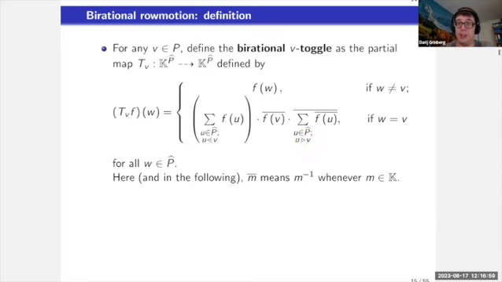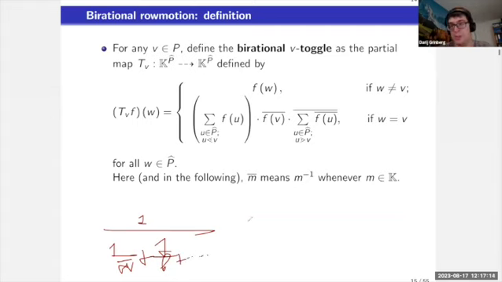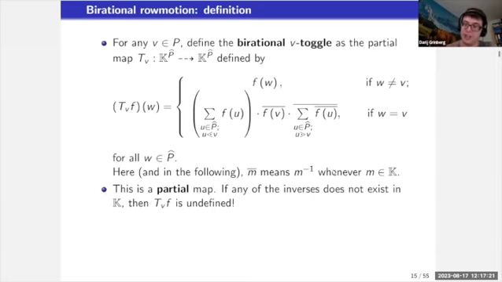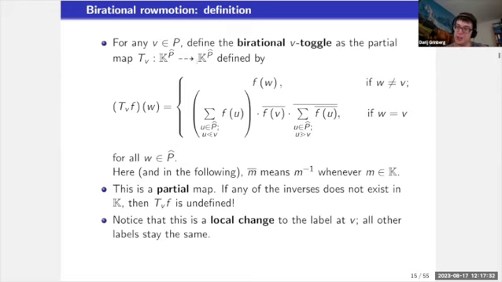So what is a harmonic sum? A harmonic sum is just a quick way to say 1 over A plus 1 over B plus and so on. So the reciprocal of the sum of the reciprocals. And of course, I just spell it out here. Again, this is a partial map. And if any of the inverses doesn't exist, it's just undefined. So that's fine. So one possible value is undefined. And just to reiterate, only one label gets changed, only the label at V.